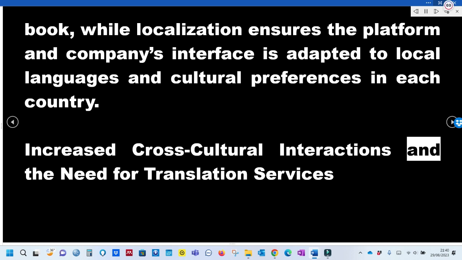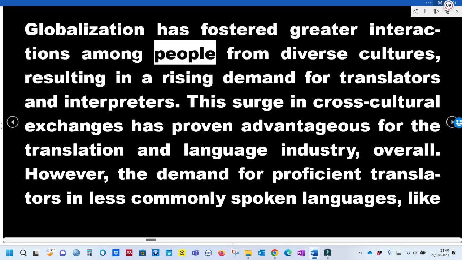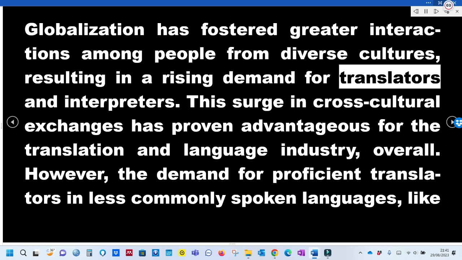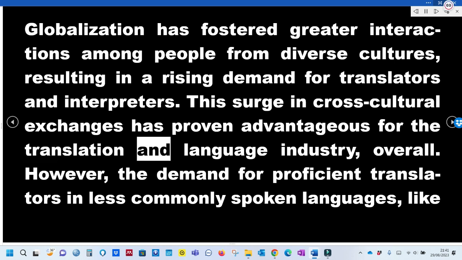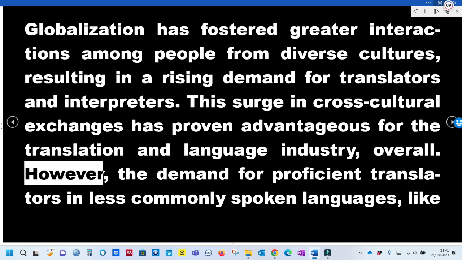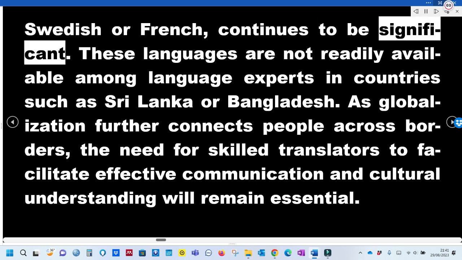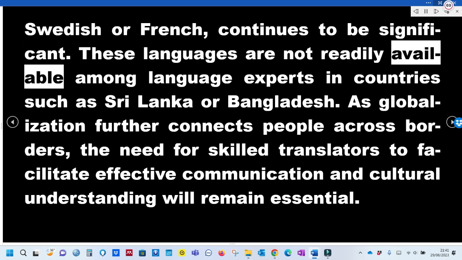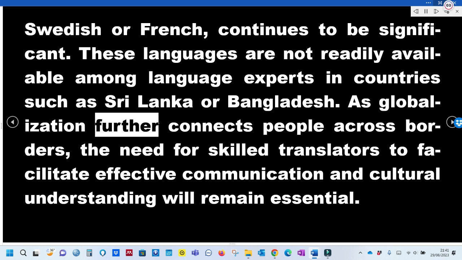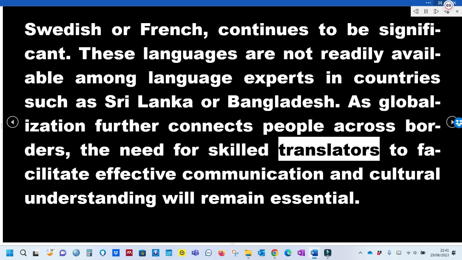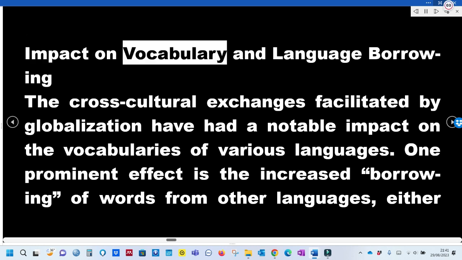Increased cross-cultural interactions and the need for translation services. Globalization has fostered greater interactions among people from diverse cultures, resulting in a rising demand for translators and interpreters. This surge in cross-cultural exchanges has proven advantageous for the translation and language industry overall. However, the demand for proficient translators in less commonly spoken languages, like Swedish or French, continues to be significant. These languages are not readily available among language experts in countries such as Sri Lanka or Bangladesh. As globalization further connects people across borders, the need for skilled translators to facilitate effective communication and cultural understanding will remain essential.